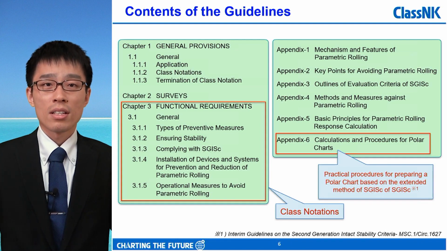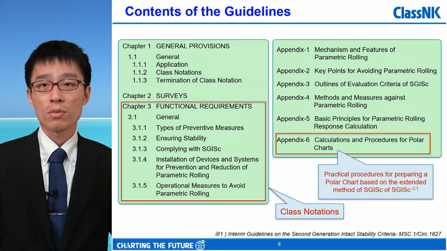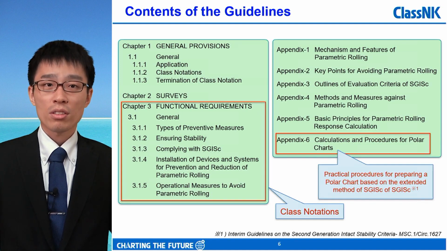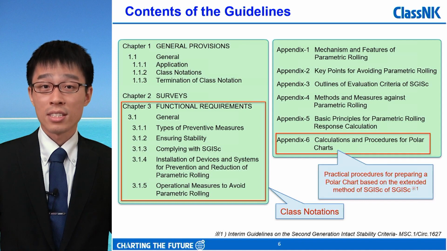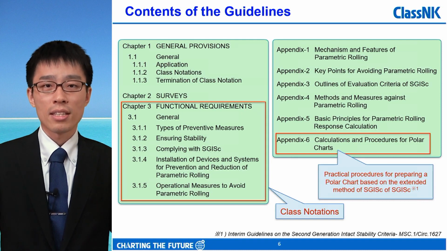SGISC means interim guidelines on the second generation intact stability criteria by IMO in 2020 for preventing dynamic stability failure mode, which are not covered by the existing intact stability code. This method can provide a polar chart for any sea state and any loading condition in a relatively low cost.